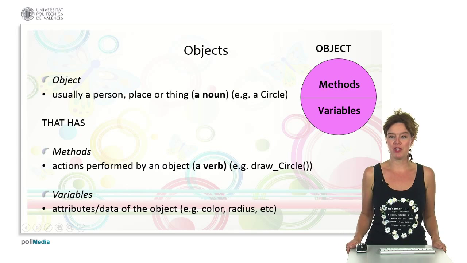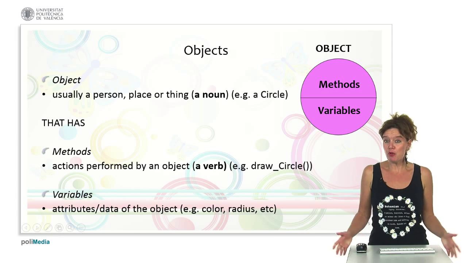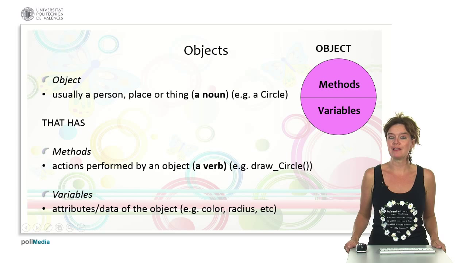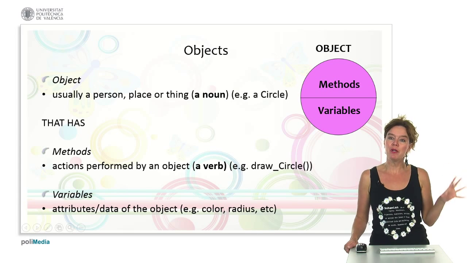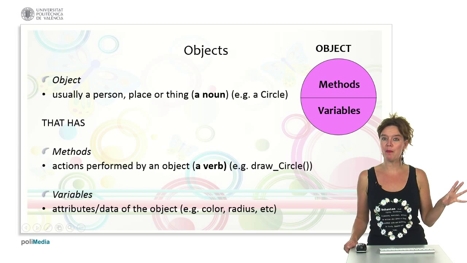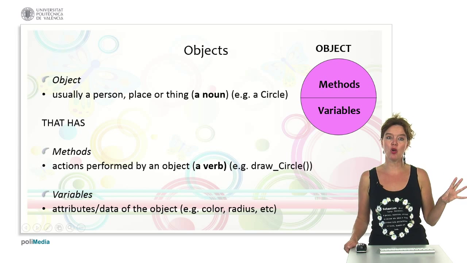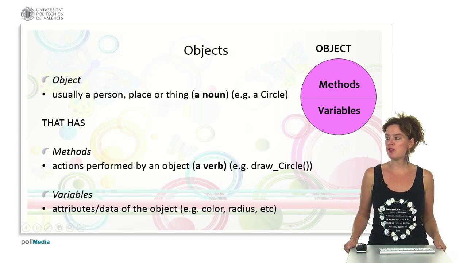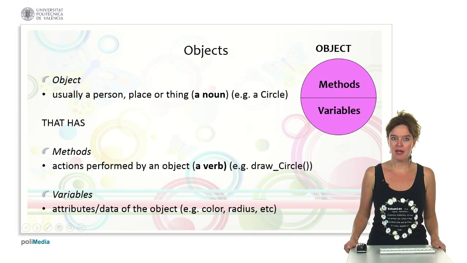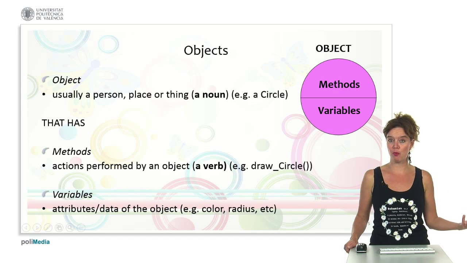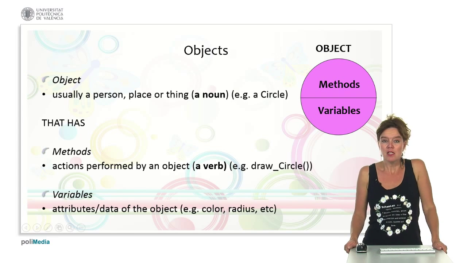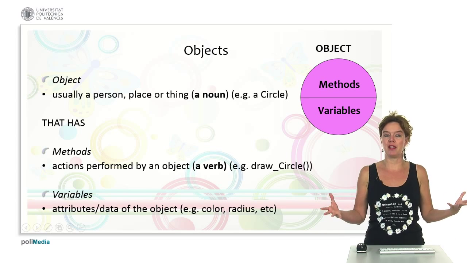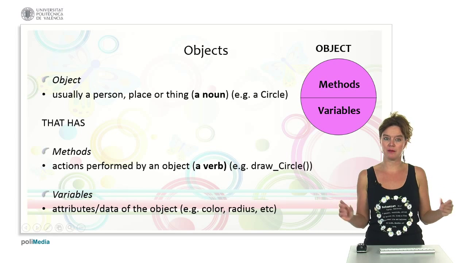So, what is an object? An object, when we talk about object-oriented programming, is something that we want to represent. And we represent this in an object-oriented programming language by giving an object methods and variables. The variables are data of the object, and the methods are actions we can perform on it. So let's, for example, look at an object which is a circle. A circle is a thing that we want to represent with an object.